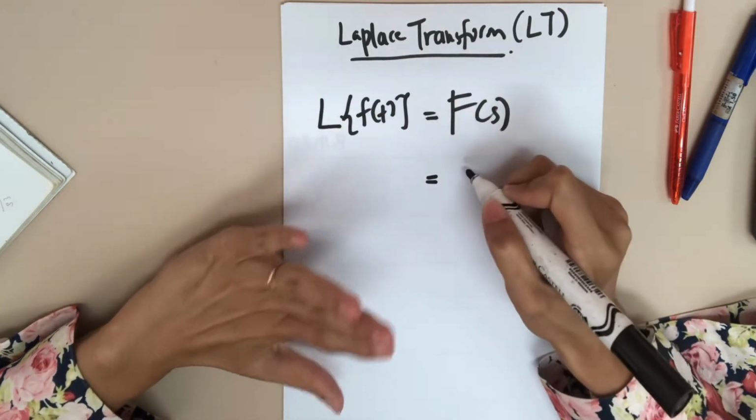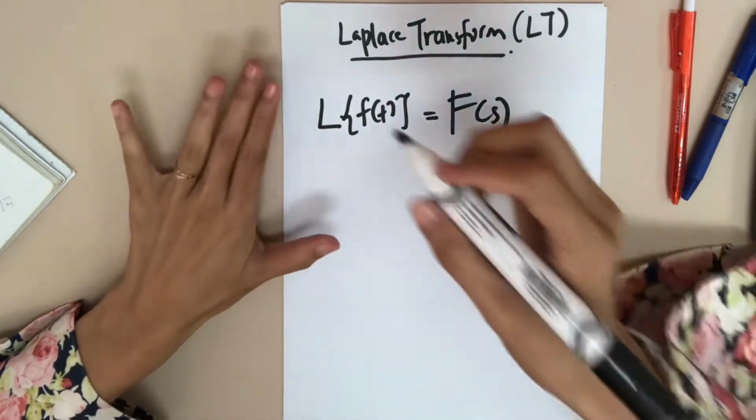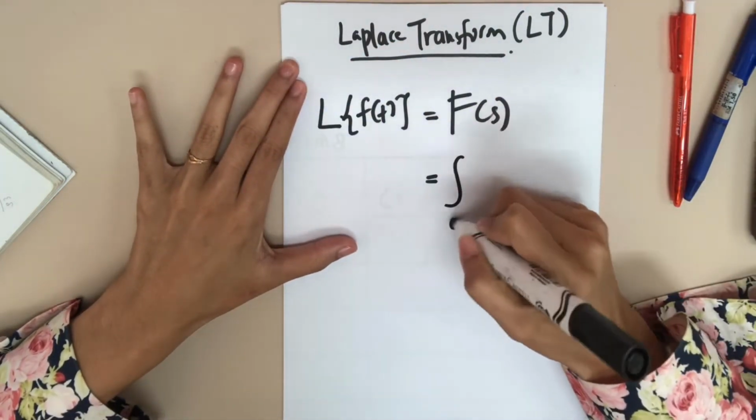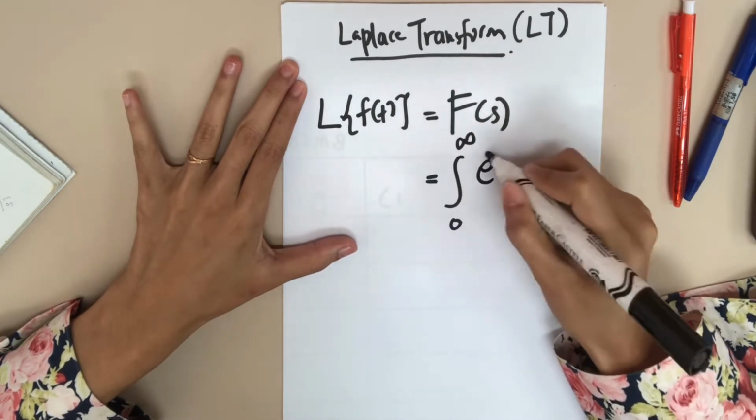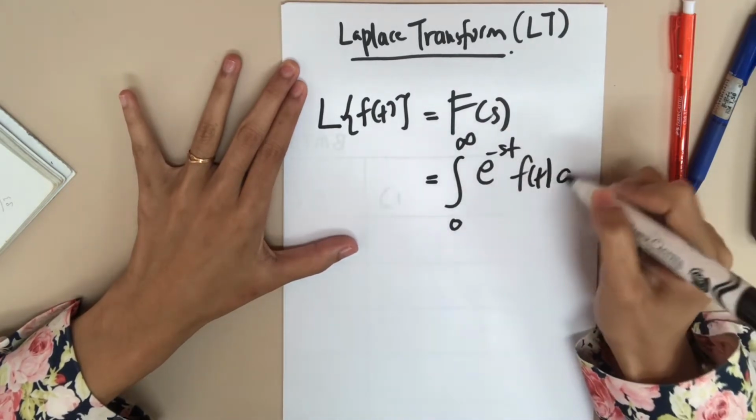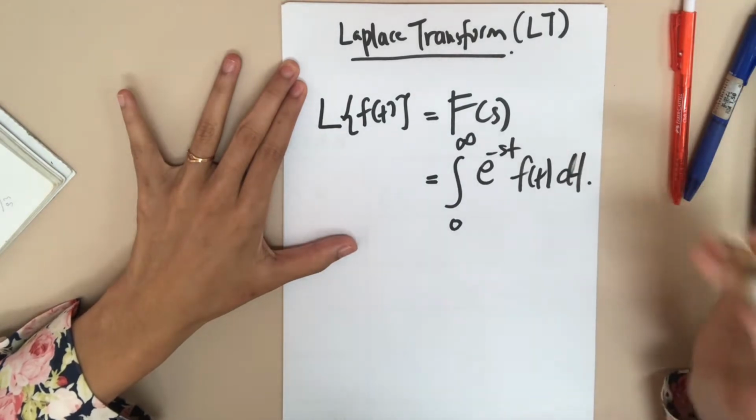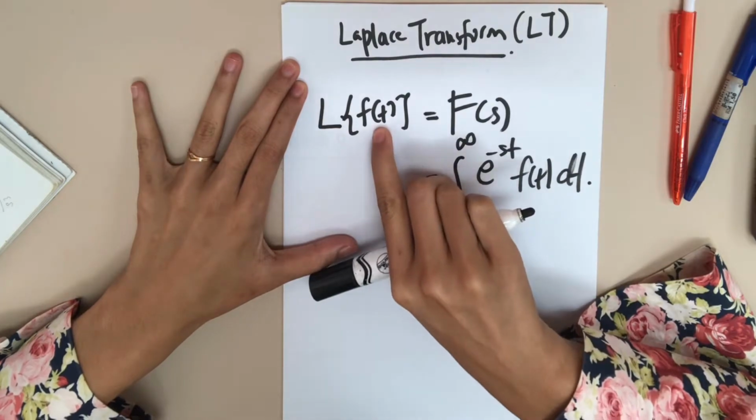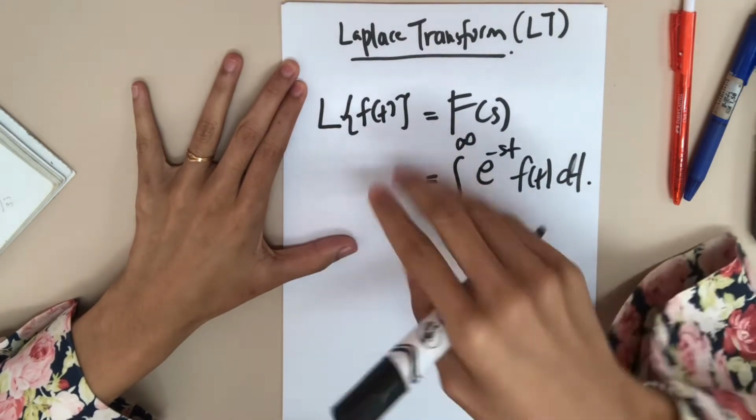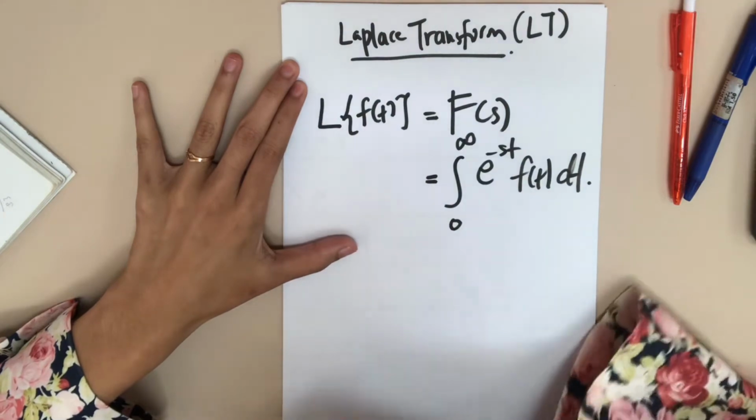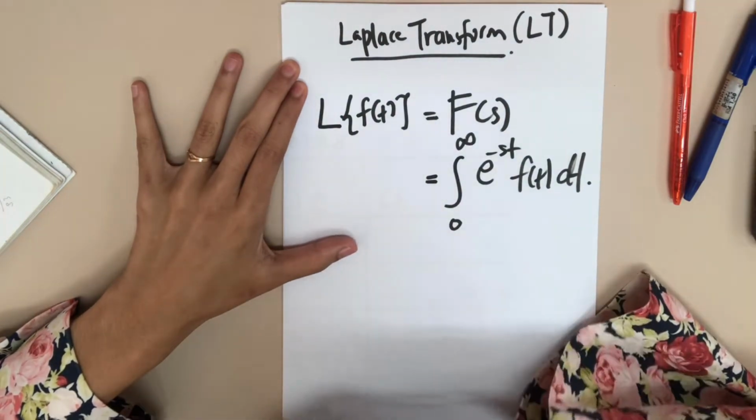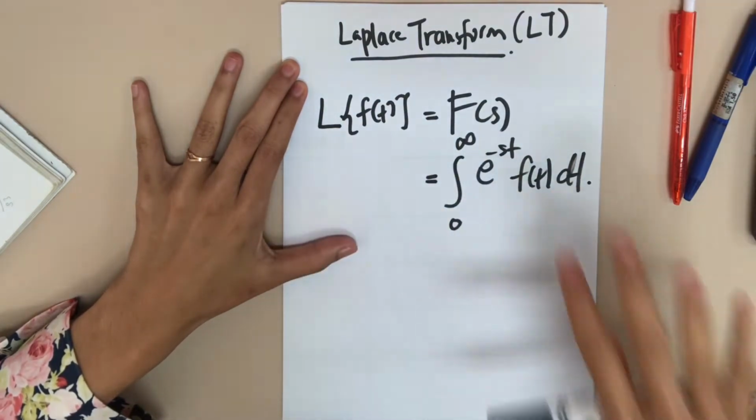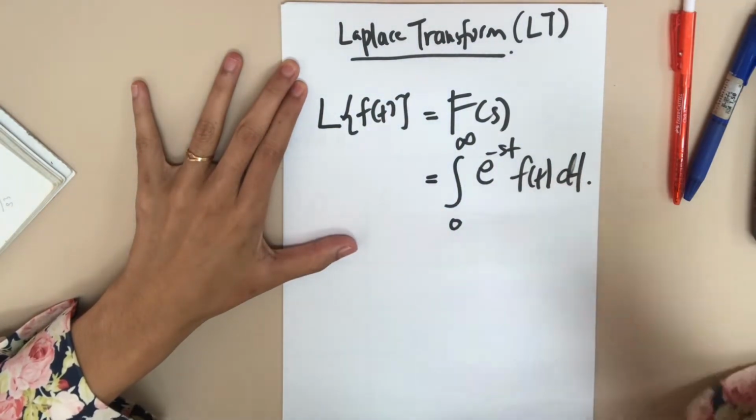So this is how we find the Laplace transform, ataupun definition lah. The definition of Laplace transform. So this is how we find the Laplace transform for a certain function. The function here can change, it depends on the question. Maybe sin t, cos t, t square, t cube, exponential. Terpulang. But this is the definition of Laplace transform.